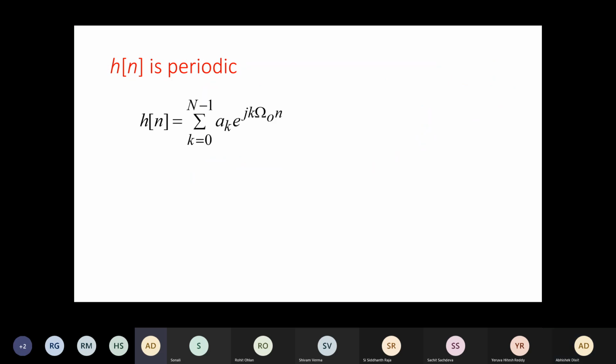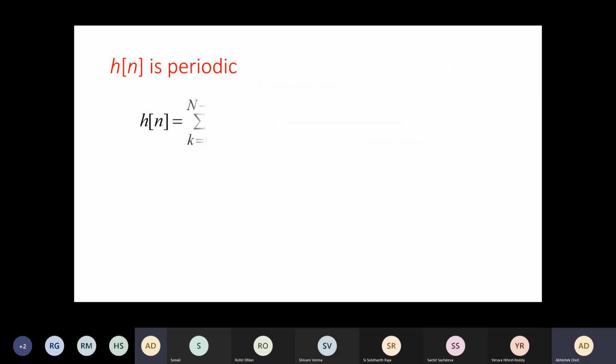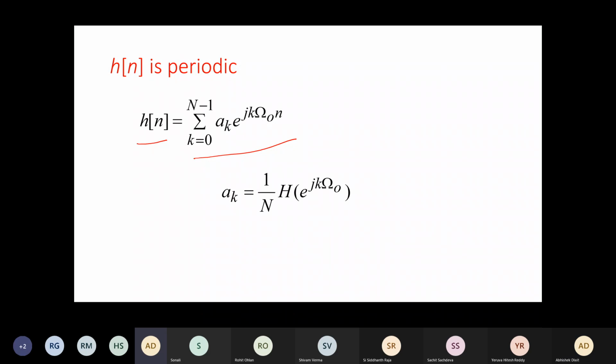And now I can replace this quantity with AKs. I can call this thing AK because this is a function of K, right? So I can call this AK and I can write it like this. So remember, if Hn is periodic, then I can express Hn using AKs like this. And AKs we know is this. We have already used this definition of AKs. Any question?